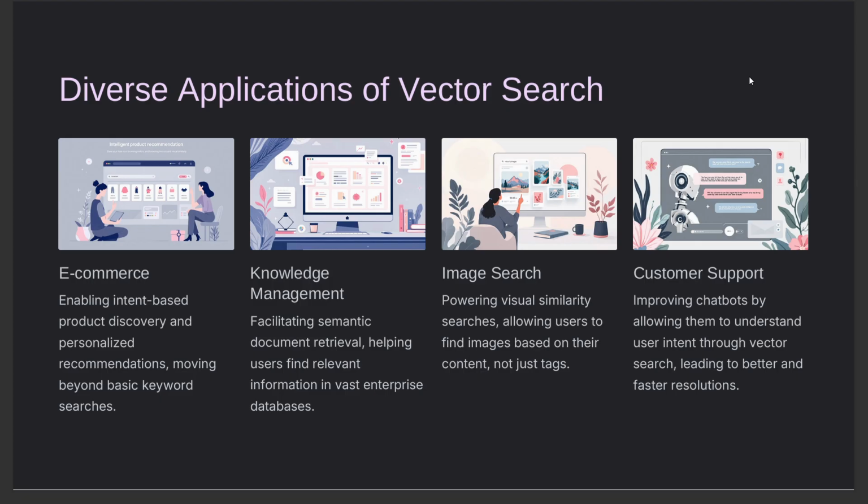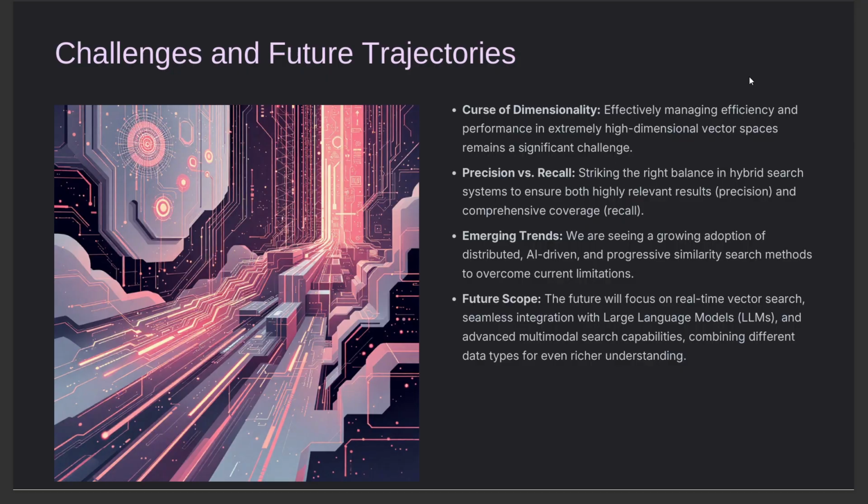Now we see applications of vector search. Vector similarity search has become a backbone of many industries. Let's look at some examples. E-commerce, second, knowledge management, third, image search, fourth, customer support.